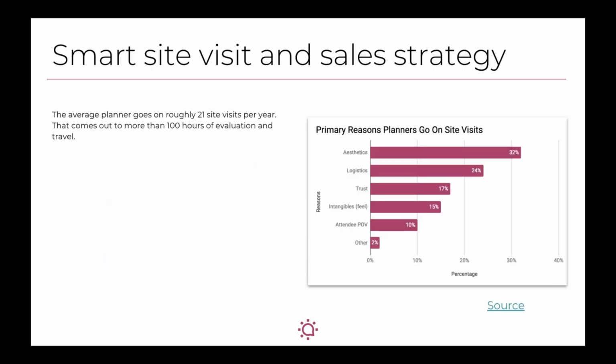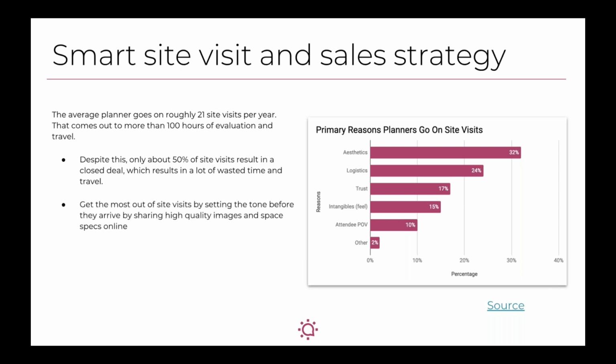So, how to get smarter about site visits and sales strategy. Think about this. The average planner goes on roughly 21 site visits per year. That's almost 2 a month. And that comes out to more than 100 hours of evaluation and travel. Despite this, only about 50% of site visits result in a closed deal. That means a lot of wasted time and travel for the planner.